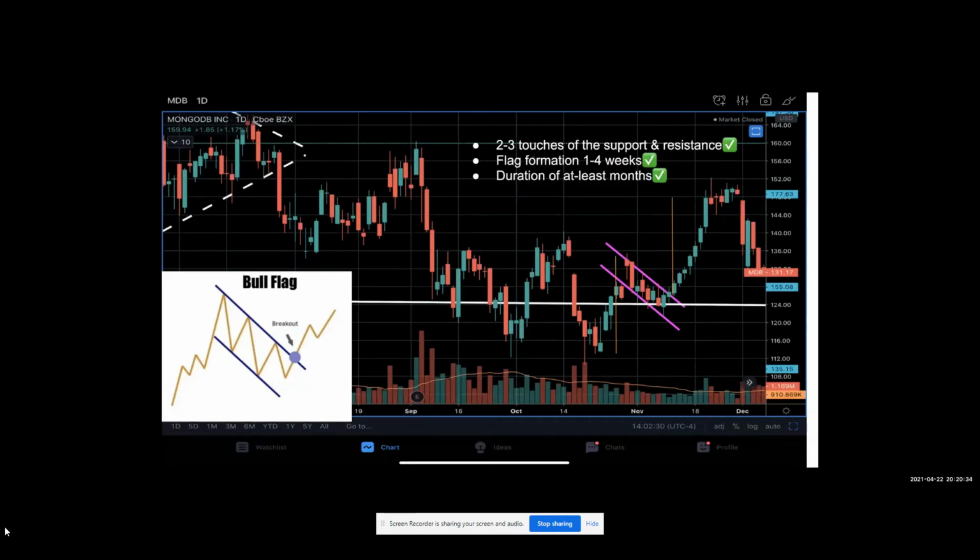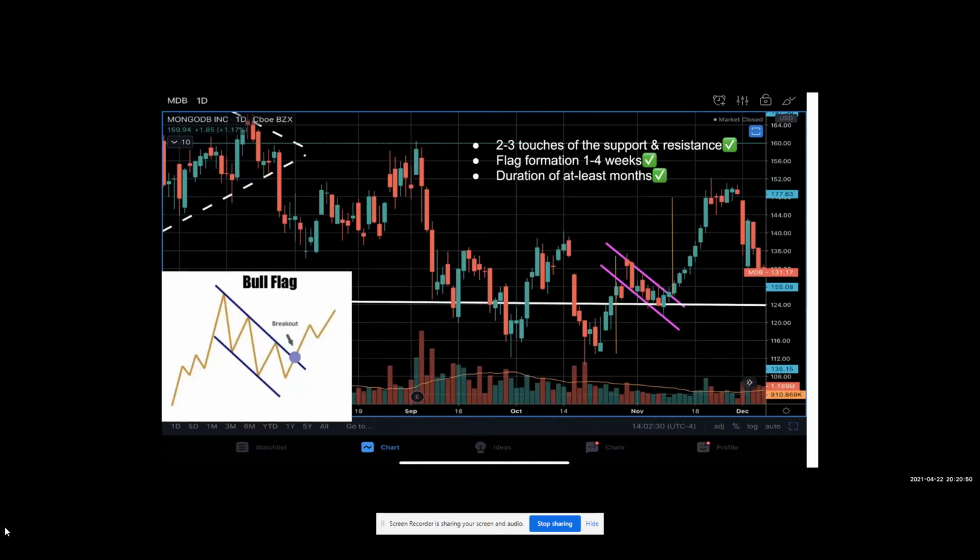So 2 to 3 touches of support resistance, flag formation 1 to 4 weeks, duration of at least a month, right? So it doesn't really last that long. Now, this is on a daily chart. Now, you can use this on any chart, right?